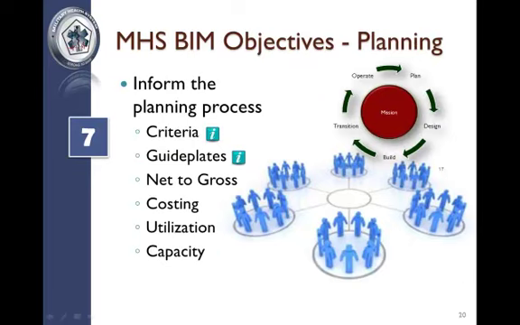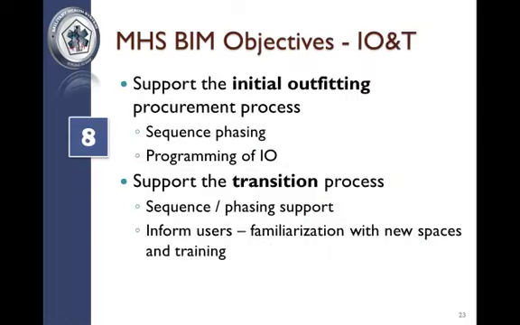Objective 7 looks at using BIM information to support an informed planning process or providing a planning feedback loop to inform our criteria, guide plates, our net to gross, our costing, our utilization, and our capacity information in a more real-time fashion. Objective 8 looks at using the information available in the BIM model to help inform and streamline our initial outfitting and transition process.